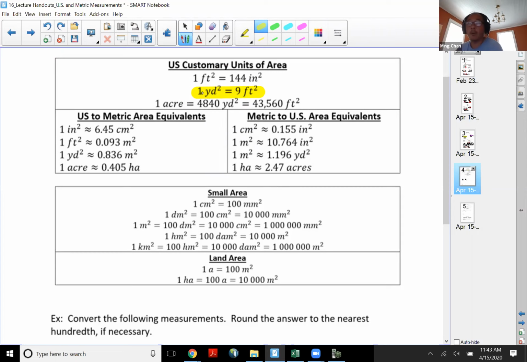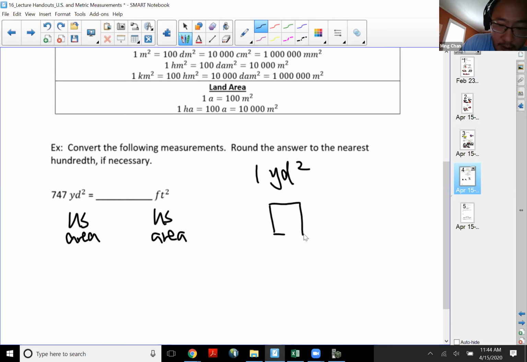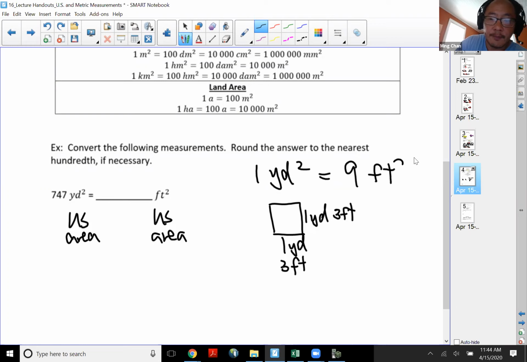But by the way, why is 1 square yard 9 square feet? Here's the reason why. 1 square yard means I have a square that is 1 yard by 1 yard. And every yard is how many feet? 3 feet. So what's 3 feet times 3 feet? 9 square feet. That's where the 9 comes from.